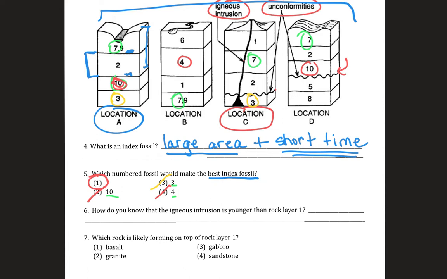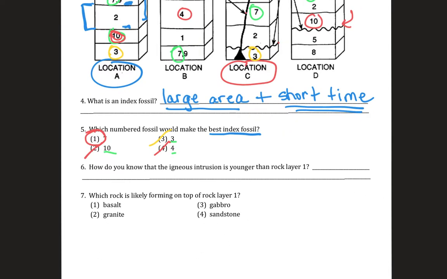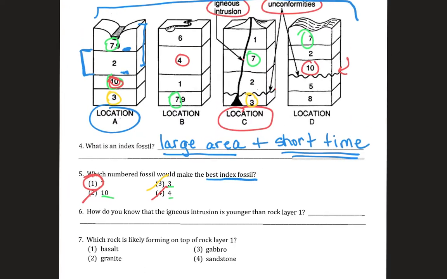All right, number 6. How do you know that the igneous intrusion is younger than rock layer 1? So here's rock layer 1 right here, and this is that igneous intrusion. How do we know that that igneous intrusion is younger? Well, it's cutting through it, right? Remember, our law of cross-cutting relationships tells us that anything that cuts through a rock layer must be younger than the rock that it's intruding into.